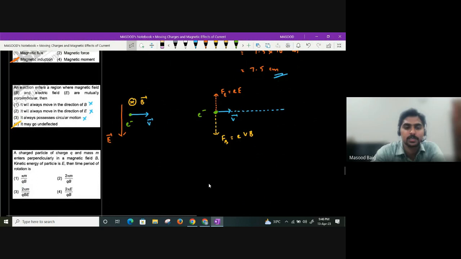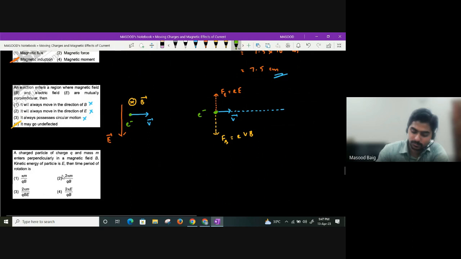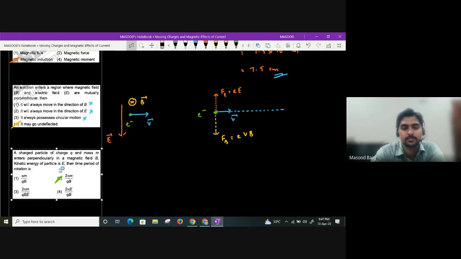A charged particle of charge q and mass m enters perpendicularly in a magnetic field. Kinetic energy of the particle is E. What is the time period, it seems? What is the time period, beta? Direct again, 2 pi m by qB, or not? It is not going to depend on radius, neither is it going to depend on speed. Yes or no, all of you?